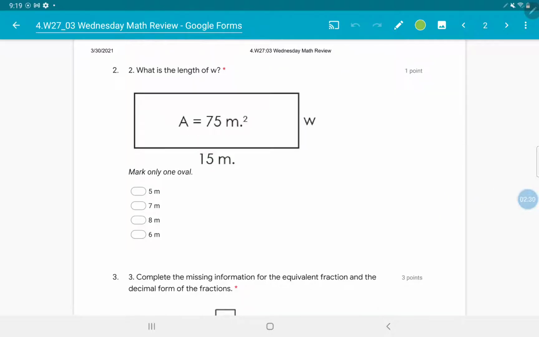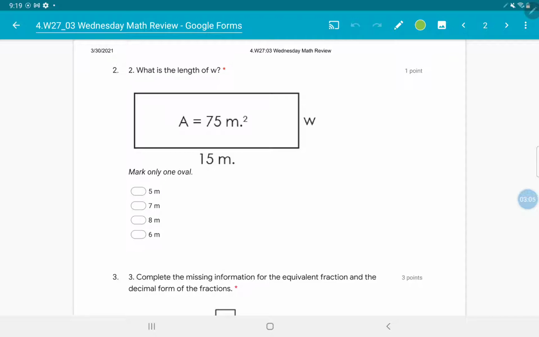So the next question asks us, what is the length of W? What do we know about this rectangle? What's one thing that we know about this rectangle, Christopher? That the area is 75 meters and that there is 15 meters on the bottom. All right. So how did you know that the area was 75 square meters? Because it says A in the middle. Yeah, in the middle it says A, and we know that A stands for the area. The length is what, Scotty? The length is 15 meters.